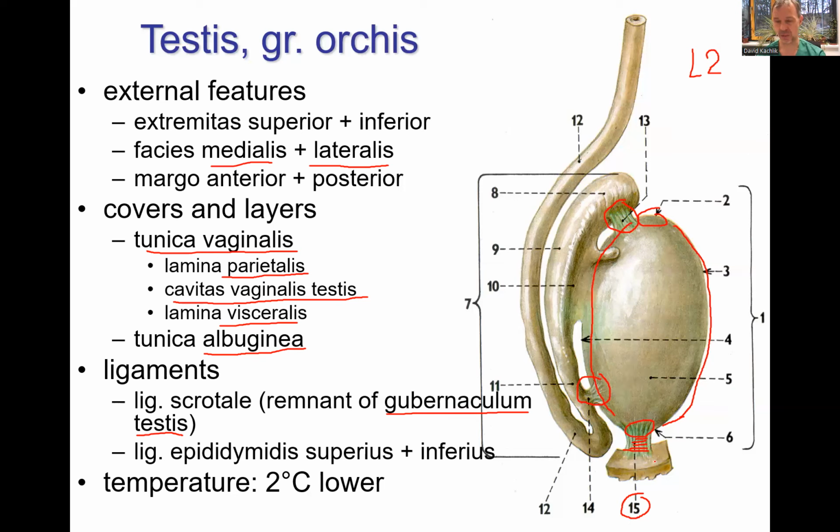Why testis is outside the main body cavity and it's located in scrotum? The reason is a lower temperature by 2 to 4 degrees of centigrade. And the reason is that some of the enzymes during formation of sperms needs a bit lower temperature for their precise and appropriate function.